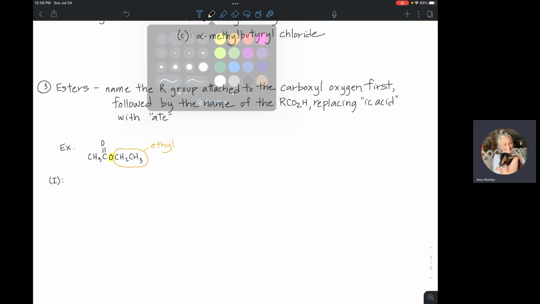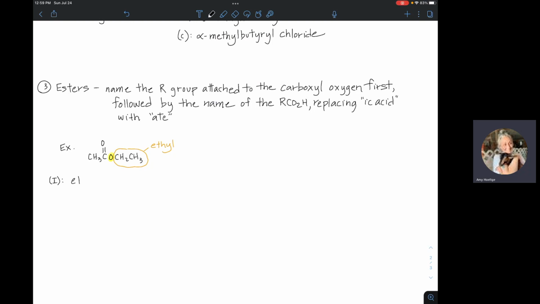And then you notice that the carboxylic acid that this thing came from had 2 carbons. So we're going to say this is ethyl, and that would have been ethanoic acid. But we're going to take away the ic acid and put ate. This is ethyl ethanoate. The common name for this, again, we're going to name the ethyl group first. And that would have been acetic acid, so it's acetate.